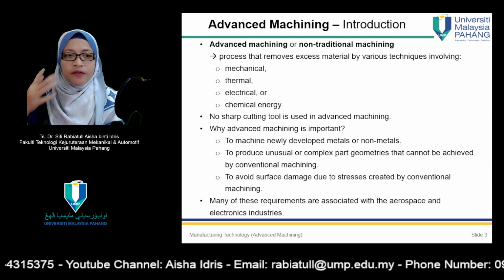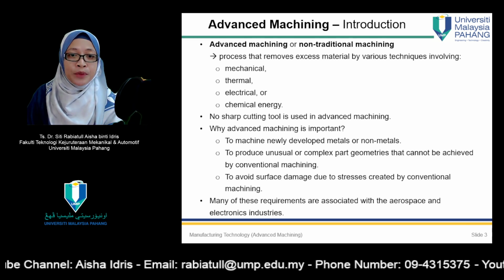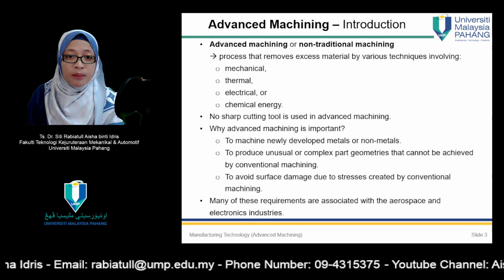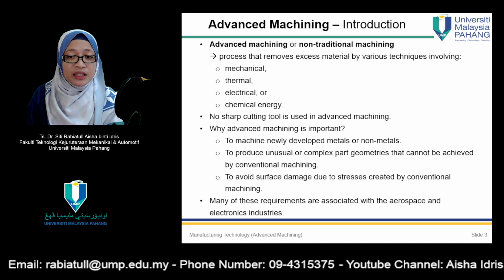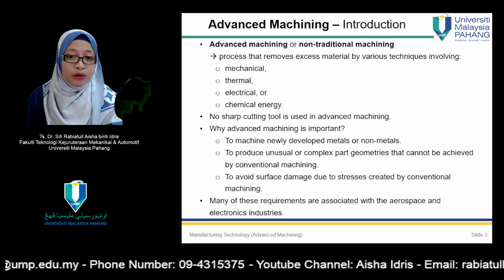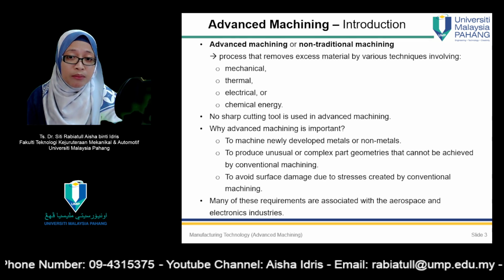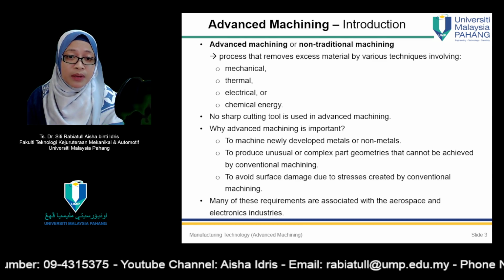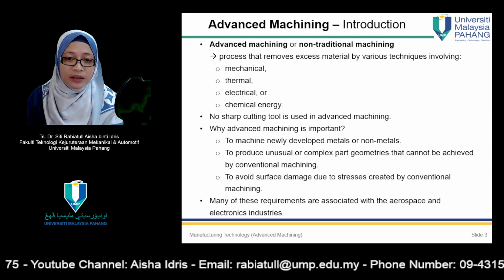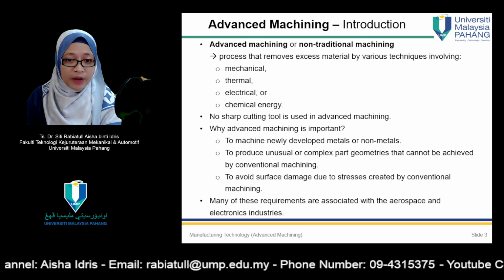Conventional machining processes like turning, drilling, and milling use a sharp cutting tool to form a chip from a work by shear deformation. In addition to these conventional methods, there is a group of processes that use other mechanisms to remove material. The term non-traditional machining refers to this group that removes excess material by various techniques involving mechanical, thermal, electrical, or chemical energy. They do not use a sharp cutting tool in the conventional sense.